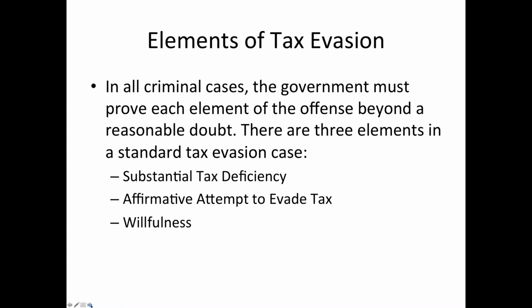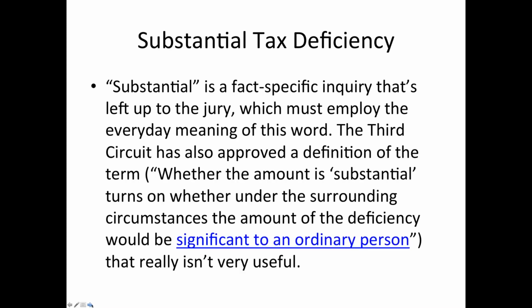And C, willfulness. Just so I don't leave you hanging here, I'm going to give you a little bit of background information on each of these elements. So substantial, when it comes to tax deficiency, I think we all have a basic and rudimentary understanding of what is meant by a tax deficiency. That is simply the amount that the taxpayer reports versus the amount that the IRS believes that the taxpayer owes. The difference between those two figures is a tax deficiency.